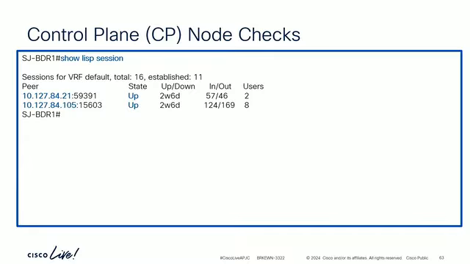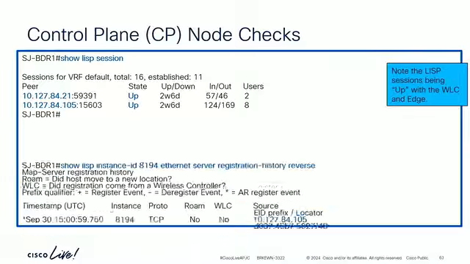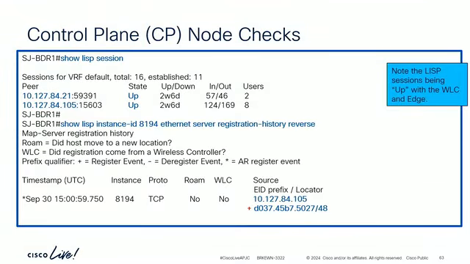Moving on to the control plane node. On the control plane node, again, the same thing. But here in this case, the control plane node is in the middle, and it is having LISP sessions with the WLC and the fabric edge. So in that case, we need to take note that it is up with both, right? So that is very important. And again, uptime. Uptime is something we need to check.